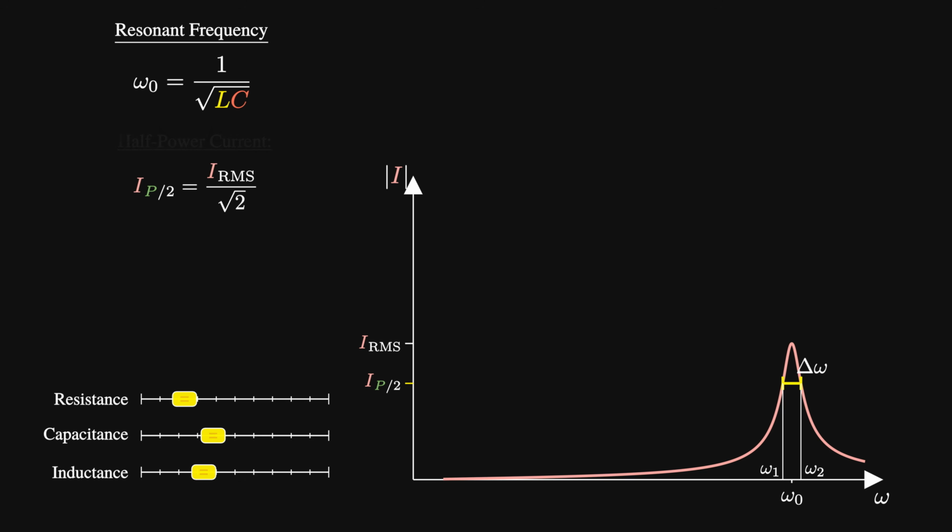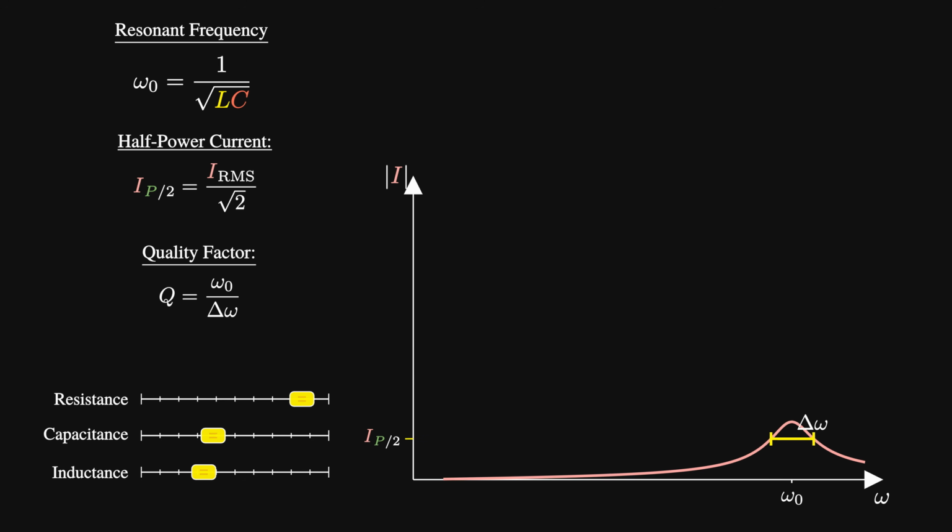We define a final quantity, Q, as the quality factor of our RLC circuit. This is the ratio of the resonant peak and the bandwidth, which is basically a measure of how distinct our resonant peak is. A high quality factor means the peak is way larger than the bandwidth, and a low quality factor means the peak is small compared to our bandwidth. You can see this changing as we vary the resistance.